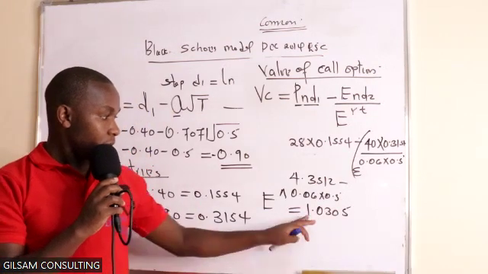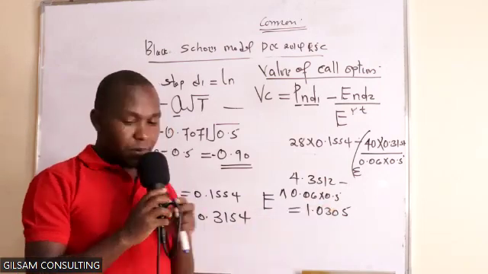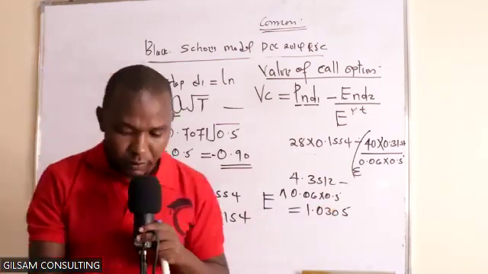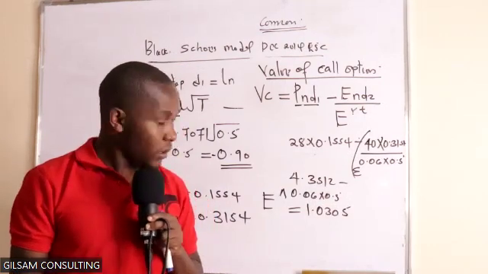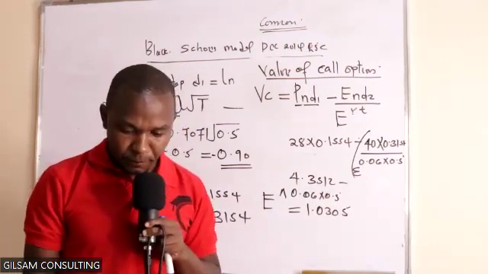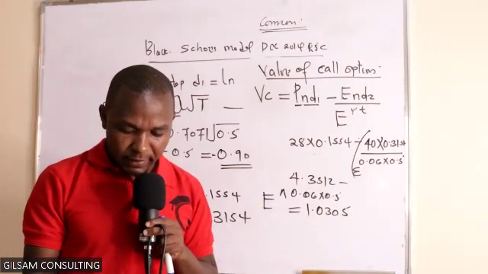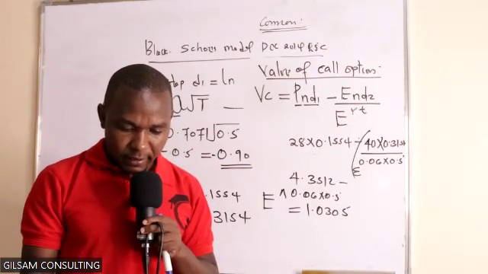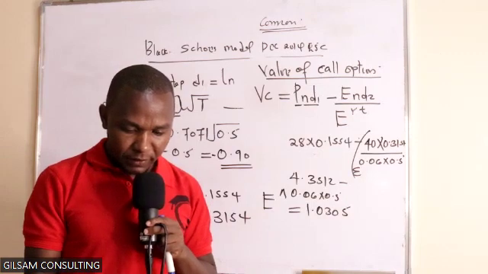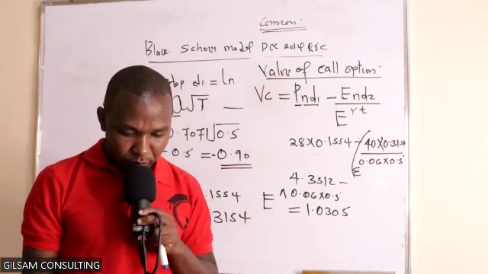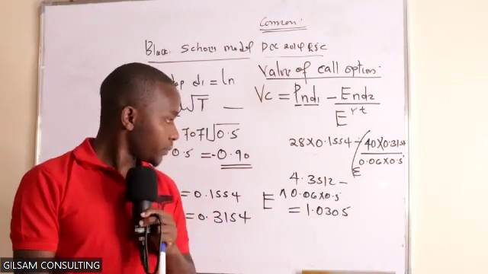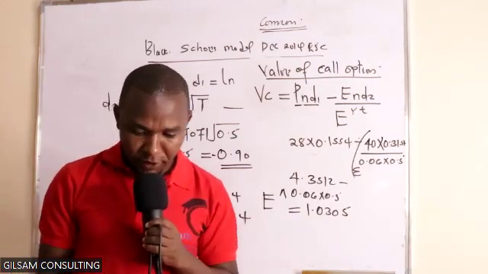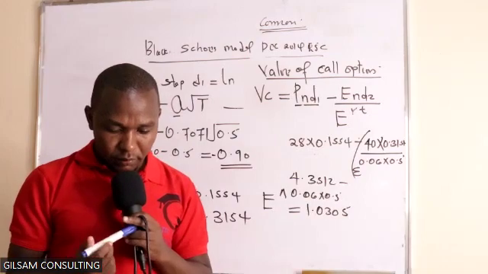0.0305. Yes, 0.5. So that is the Euler constant. Then get the other one, say 40 times 0.3154. And then you can say answer we divide by 1.0305, which will give us 12.24.